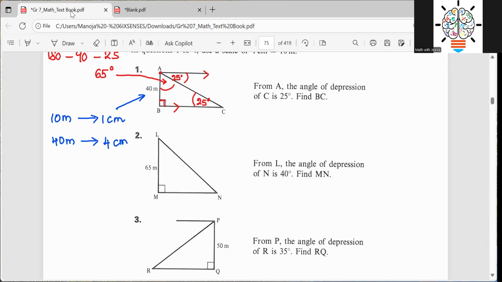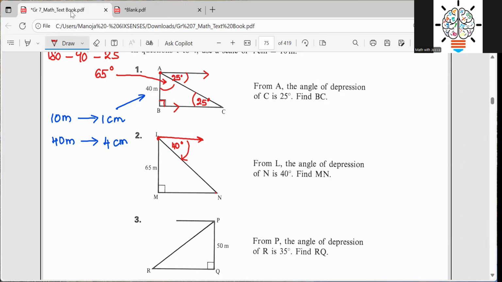So then, next one, from L, right? This is from L. The angle of depression of N is 40 degrees. N is here now. Earlier they had drawn the path and we just wanted to mark the angle. But this time they have not given anything. You want to mark this as your eye level, because if you look at N, you want to turn your eyes in this direction, and that is 40 degrees.